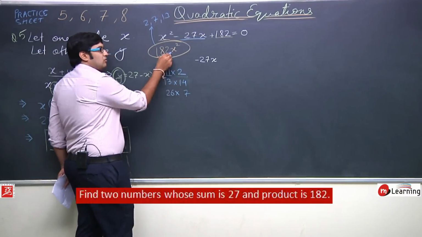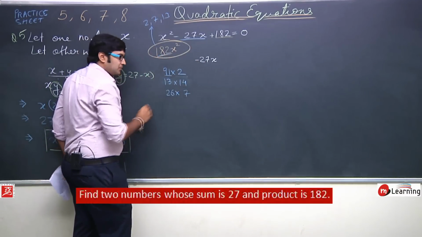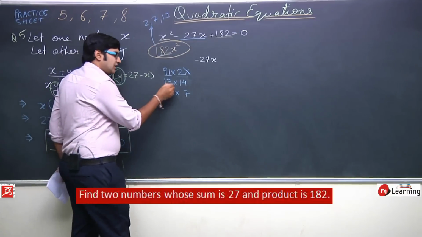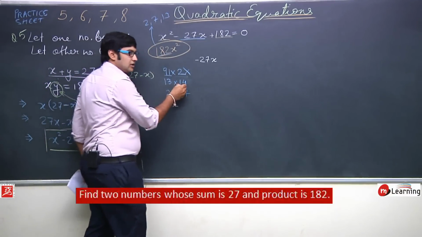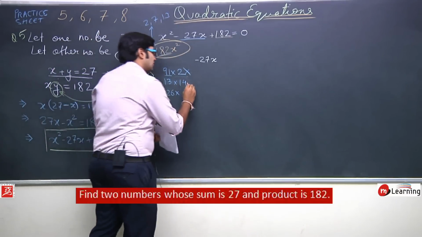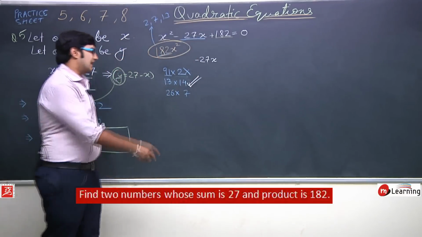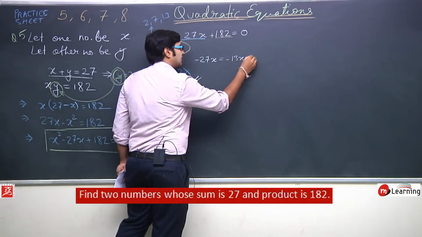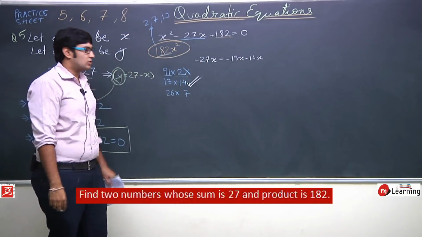91 into 2 will give you 182, but 91 plus 2 will not give you 27. It means this is not possible. Second, 13 into 14 will give you 182, and 13 plus 14, yes, it will give you 27. So we are going to use this factorization, 13 into 14. Hence I can write minus 27x as minus 13x minus 14x.